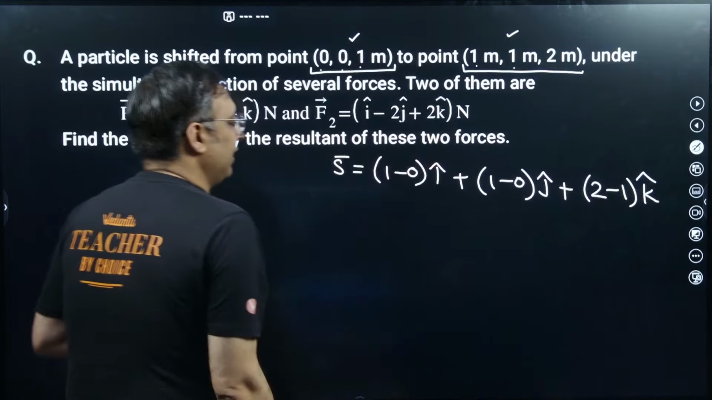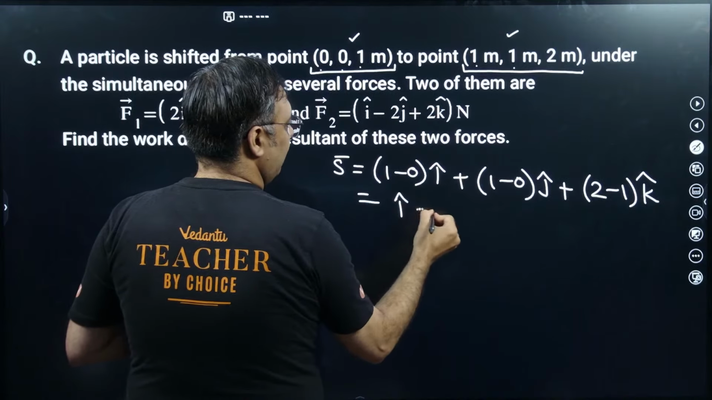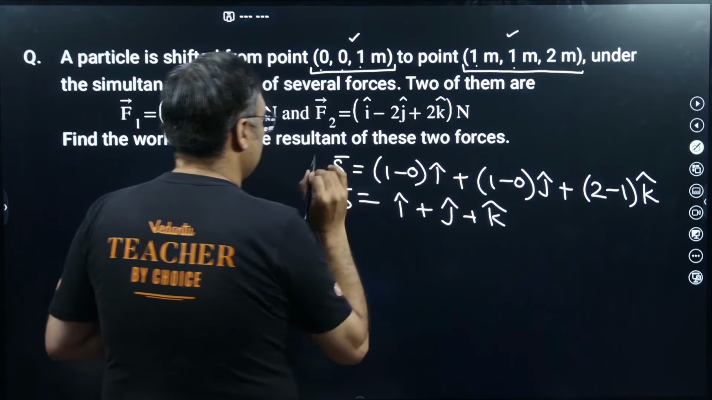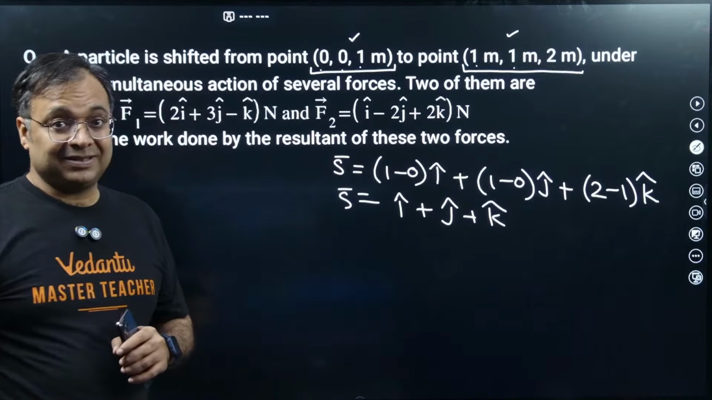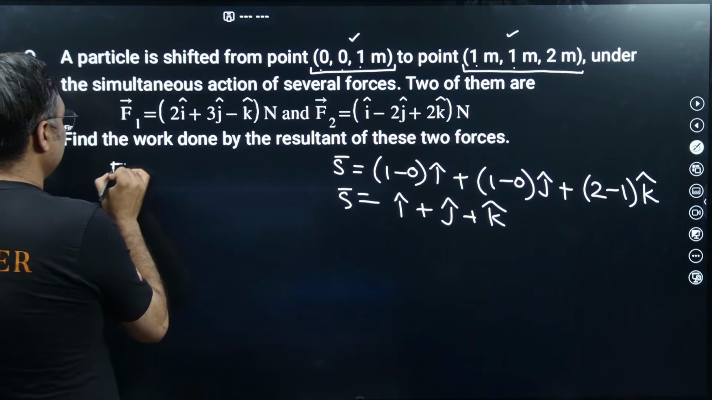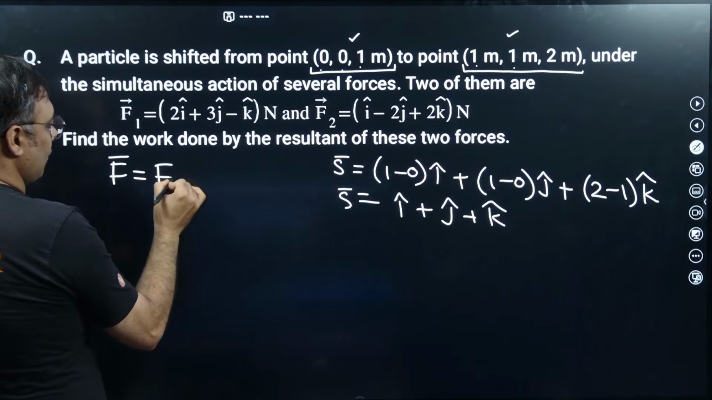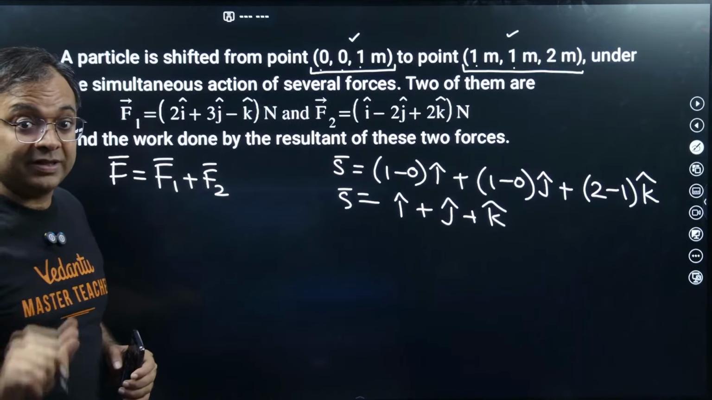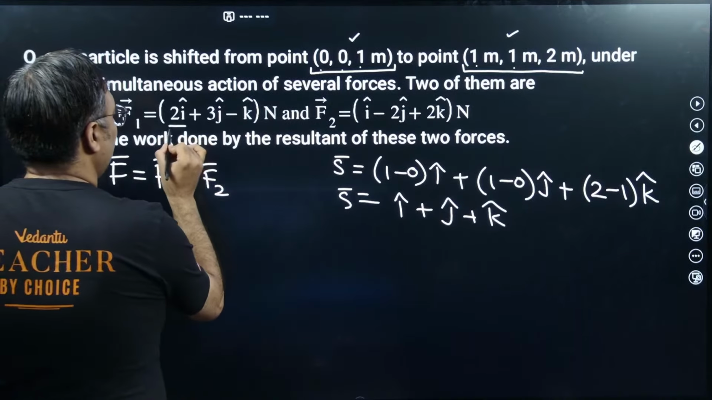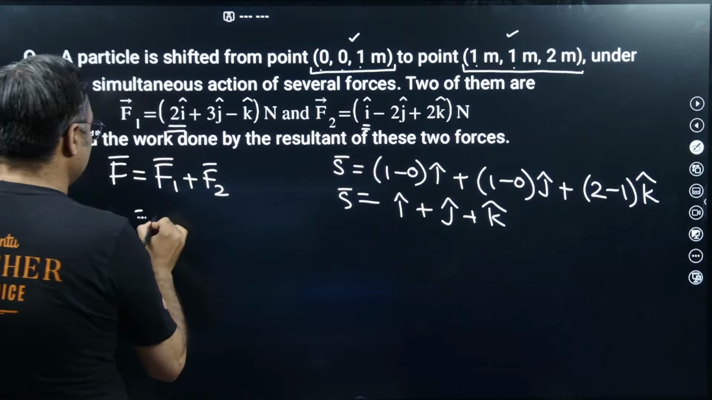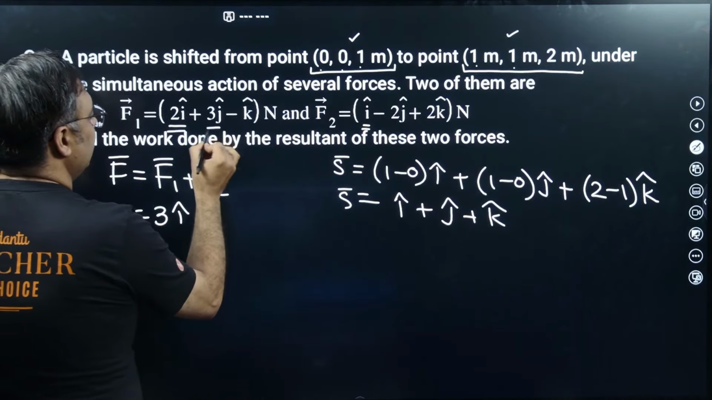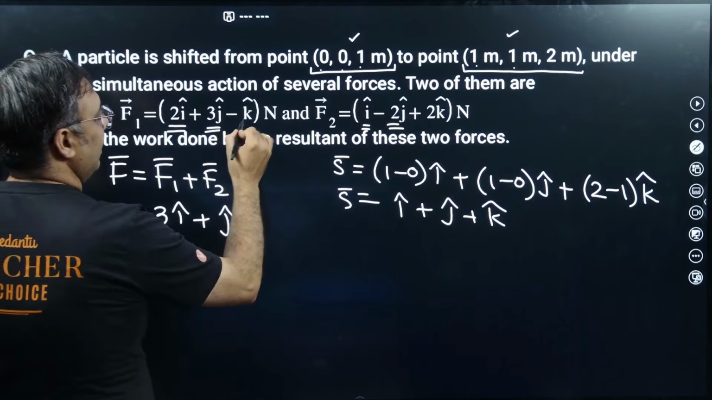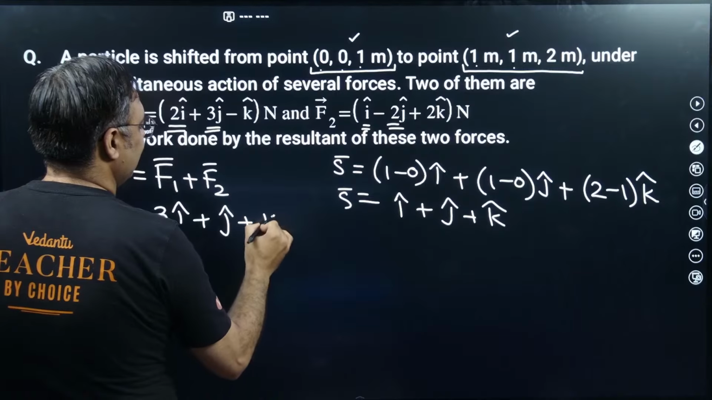So you get the value of displacement as 1 i cap plus 1 j cap plus 1 k cap. Now they want the work done by the resultant of two forces. So the resultant will be just the vector sum of the two forces in the vector form. Don't forget that. Now 2 i cap plus 1 i cap will be 3 i cap, 3 j cap minus 2 j cap plus j cap, minus k cap plus 2 k cap plus k cap.